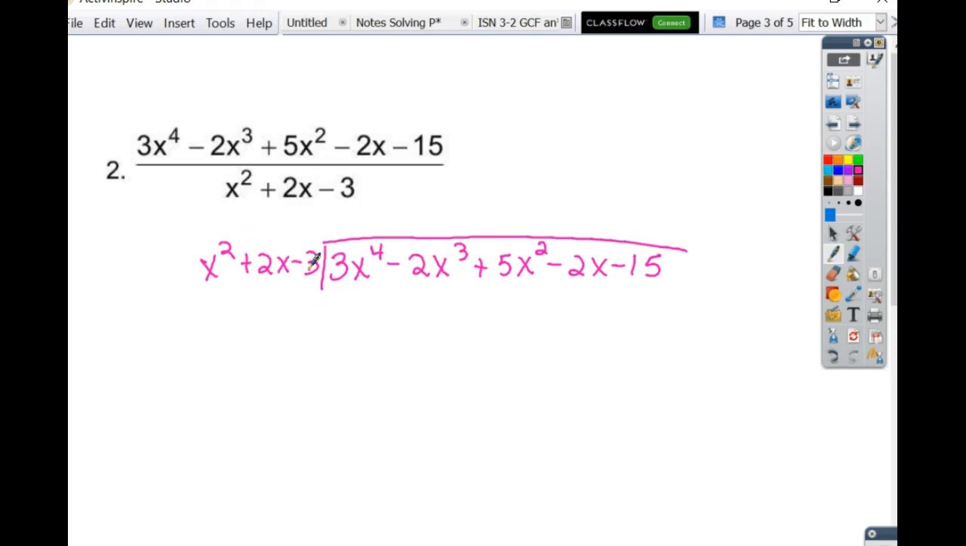So you start the same way every single time. The first term divided by the first term. So 3x to the fourth divided by x squared, 3x squared. And where do I put the 3x squared? Over the 5x squared.